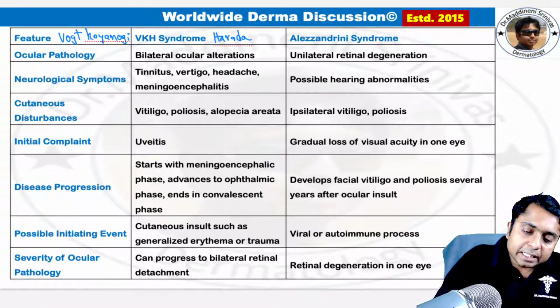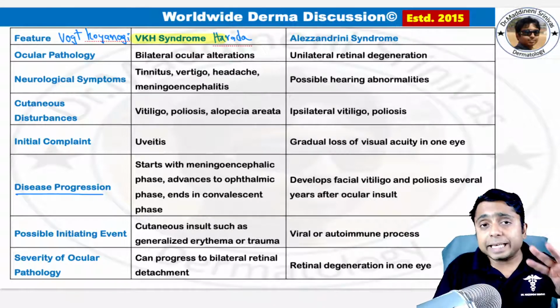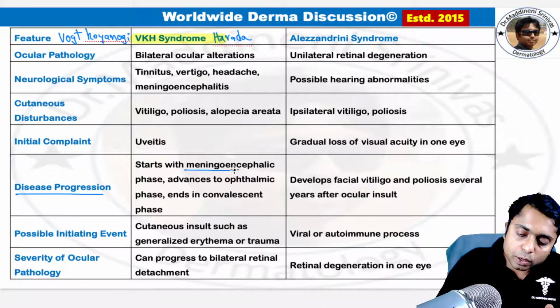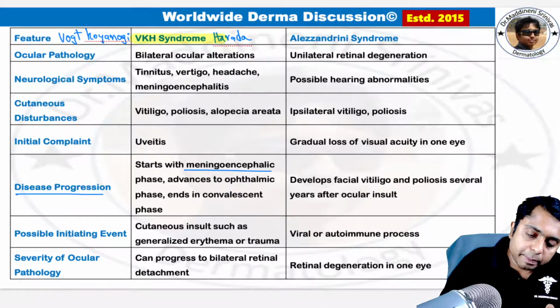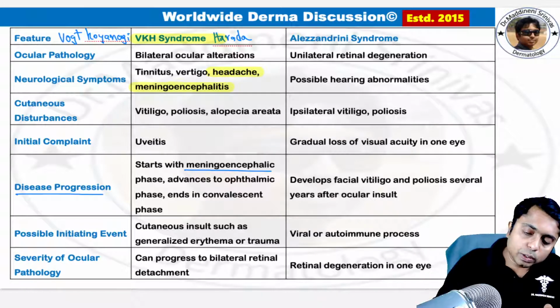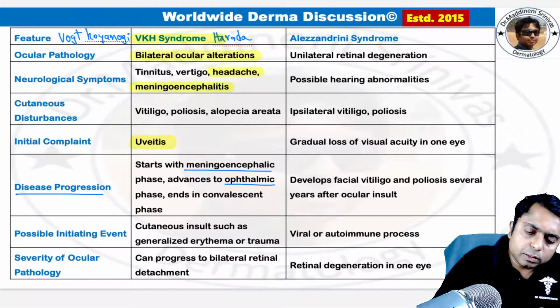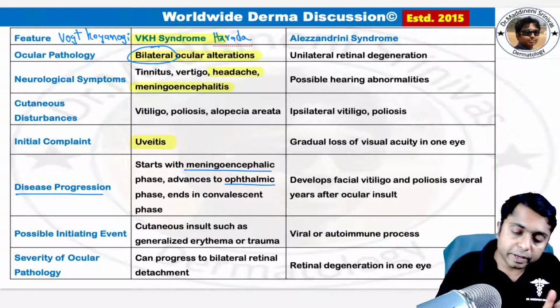So in VKH syndrome, please remember the disease progression is going to be very peculiar. Three letters are there, VKH syndrome, there will be three phases. First one is going to be the meningoencephalic phase, in which the patients might be having neurological symptoms in the form of headache, meningoencephalitis. The next phase is going to be the ophthalmic phase, in which the patients might be having uveitis, and also there can be bilateral ocular alterations. This is the important word you need to remember: the findings will be bilateral in nature in VKH syndrome.